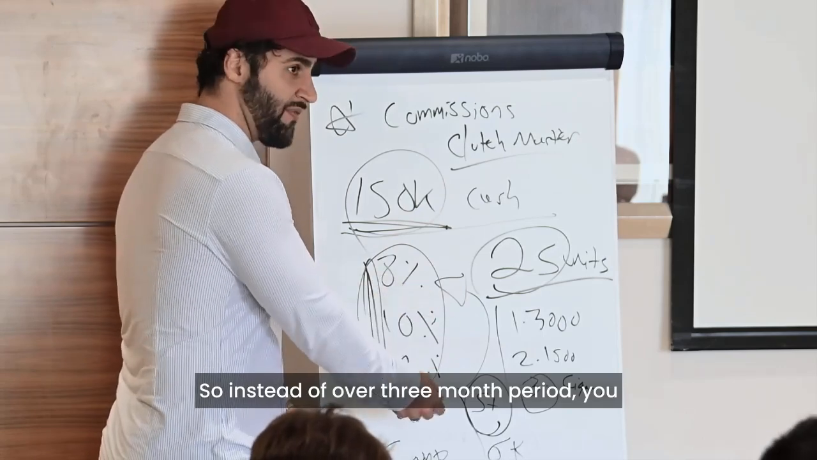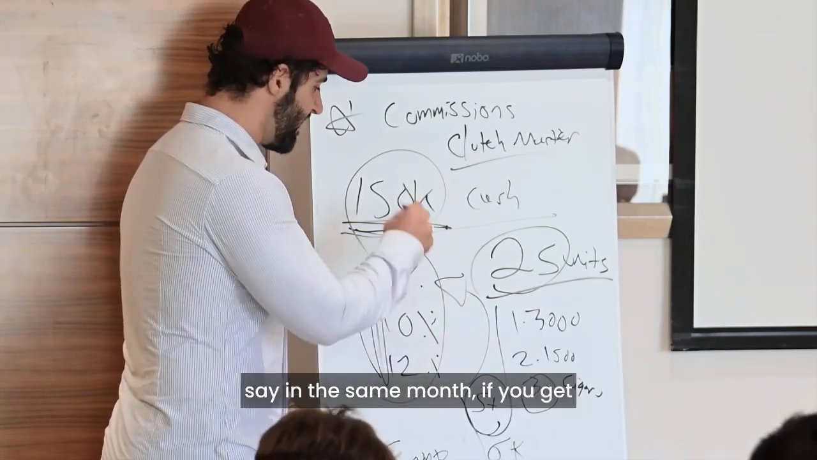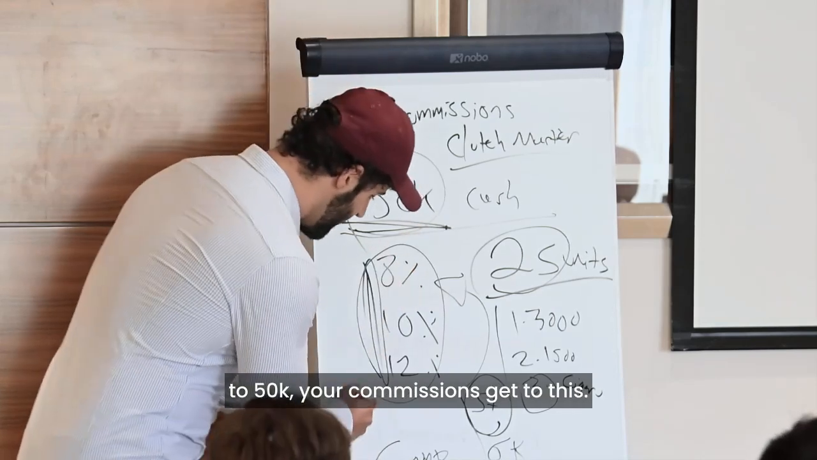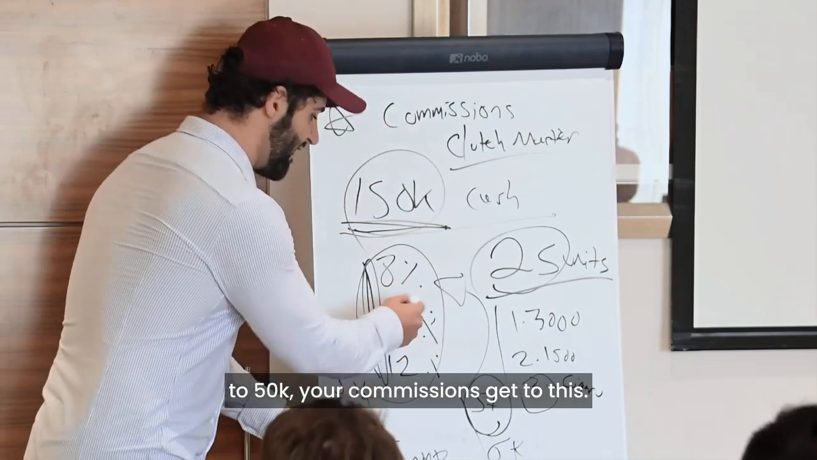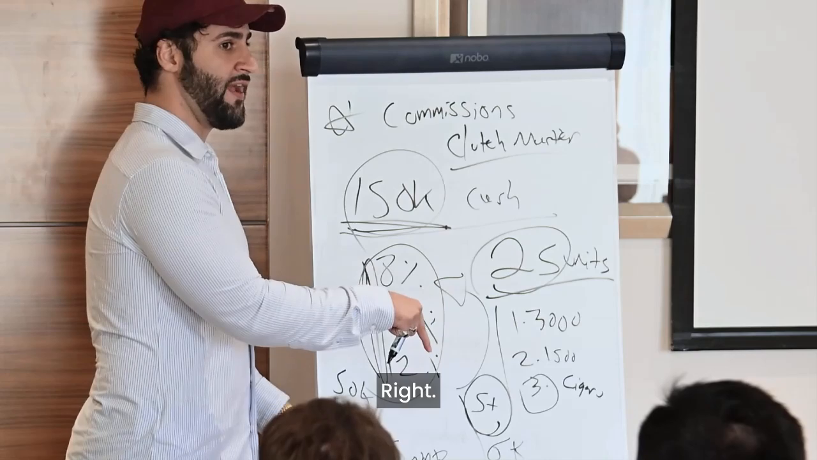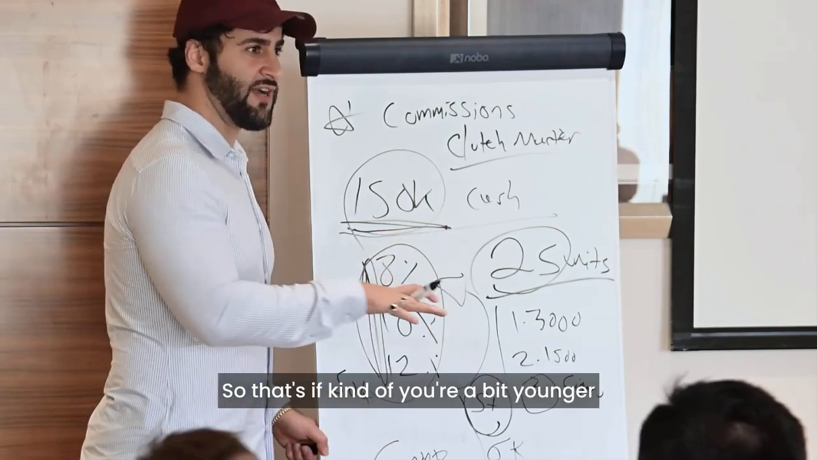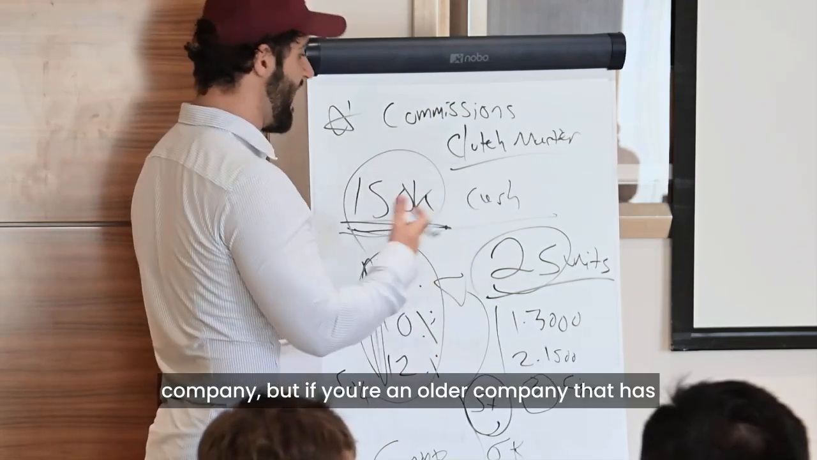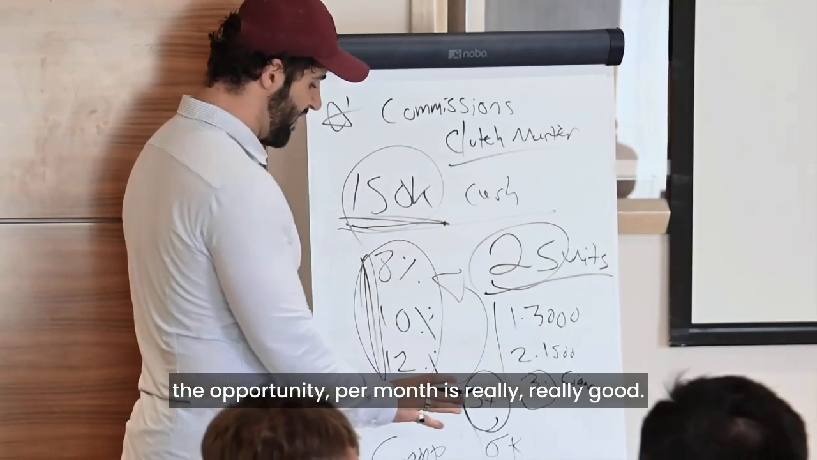So instead of over a 3-month period, you say in the same month, if you get to 50K, your commissions get to this. If you get to 100K, your commissions go to this within the month. That's if you're a bit of a younger company. But if you're an older company that has the opportunity, per month is really, really good.